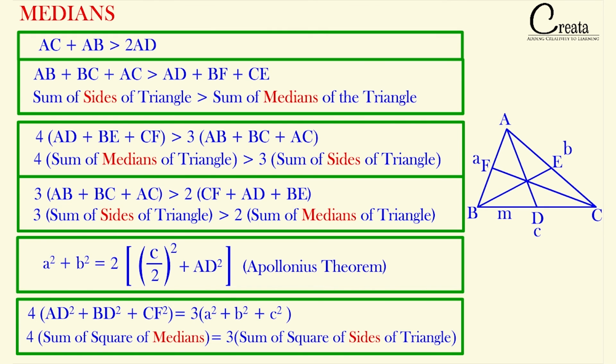After that, we have seen the Apollonius theorem, which is very important, that defines the relation between the sides of the triangle and the median. And based on the Apollonius theorem, we have derived the last relation, that is 4 times the sum of square of medians is equal to 3 times the sum of square of sides of the triangle. So these are the relations between the sides of the triangle and the medians of the triangle.